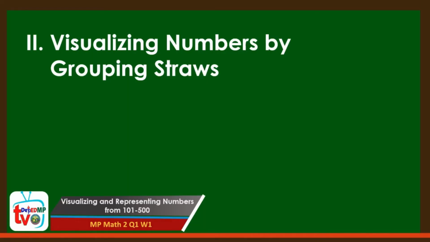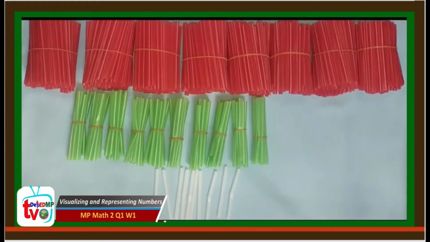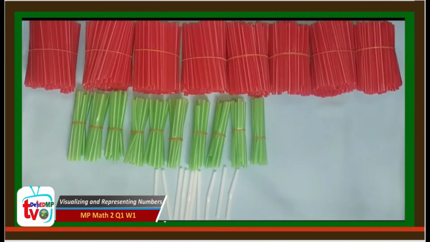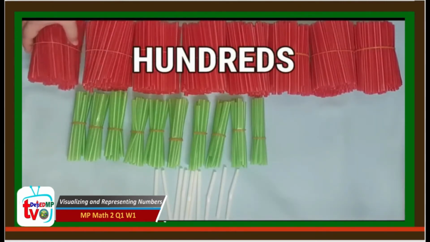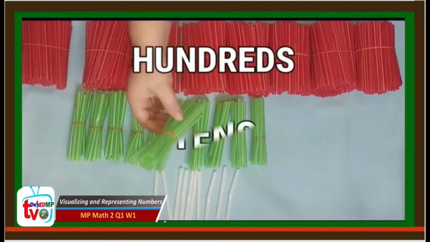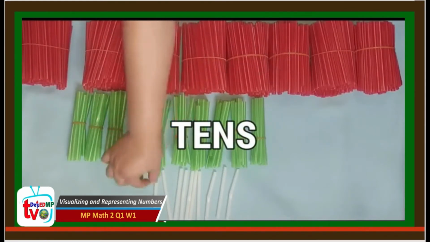What is the next material that we will use, Mario? We will use straws to visualize numbers, ma'am. Okay, very good. As you can see, there are 3 groups of straws here. They are colored red, green, and white. Red colored straws are greater in number than green colored straws. White colored straws are the lowest number of straws. The red one represents hundreds. The green represents tens. And the white represents ones.